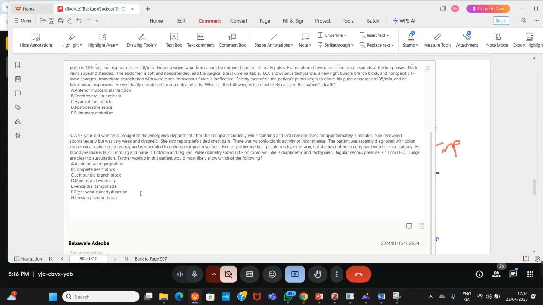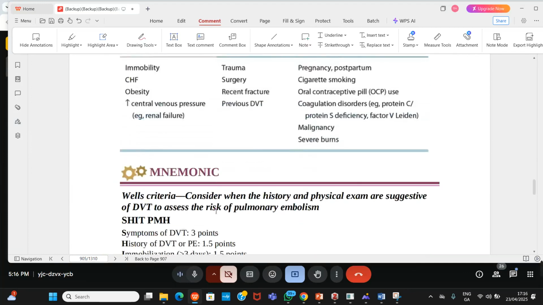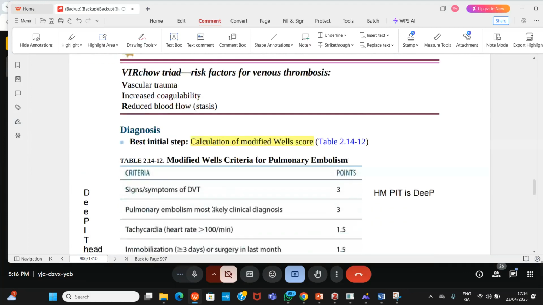Her blood pressure is 86, pulse is 120 and regular. Pulse oximetry shows 80% on room air. She's diaphoretic and tachypneic. Jugular venous pressure is 13. Lungs are clear to auscultation. Further workup in this patient will most likely show which of the following?